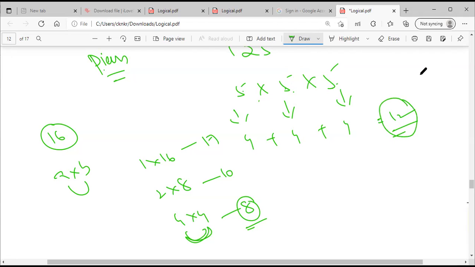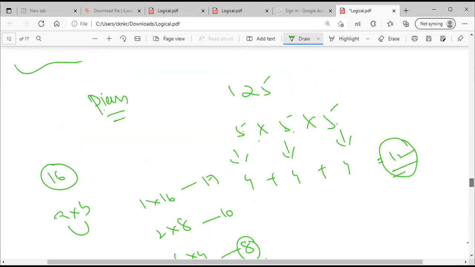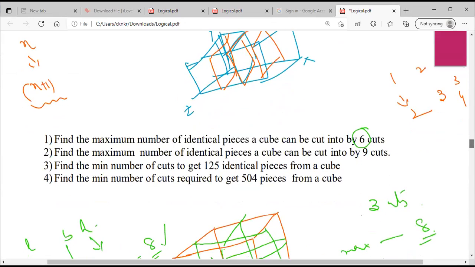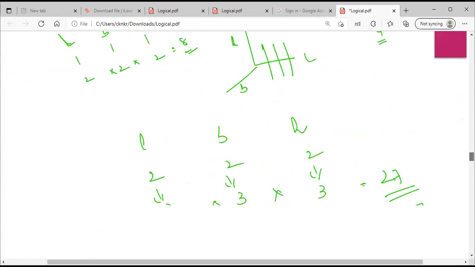Why should the sum be lowest? The question itself is about the minimum number of cuts, right? In this problem another question is given: find the minimum number of cuts required to get 504 pieces. Earlier, the number 125 is a perfect cube. That's why you could solve the problem. But 504 is not a perfect cube. How do we solve this problem now?